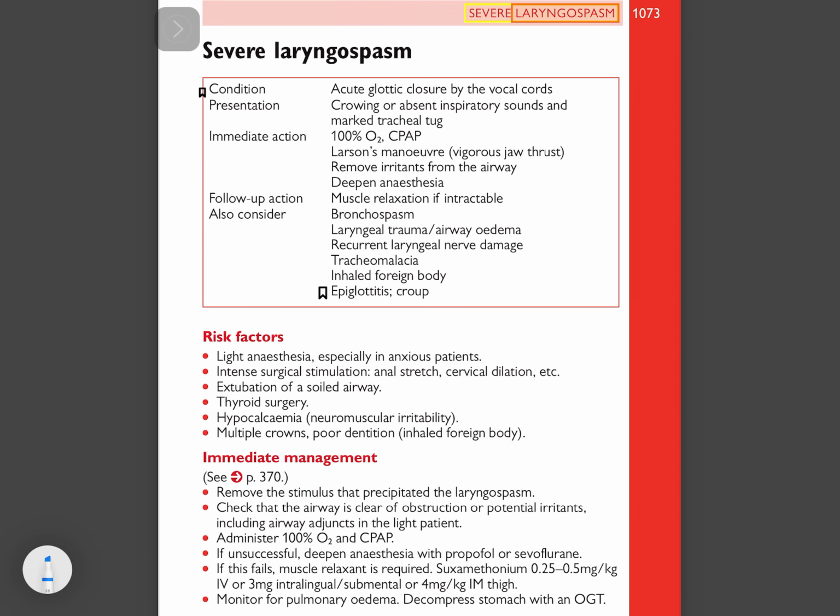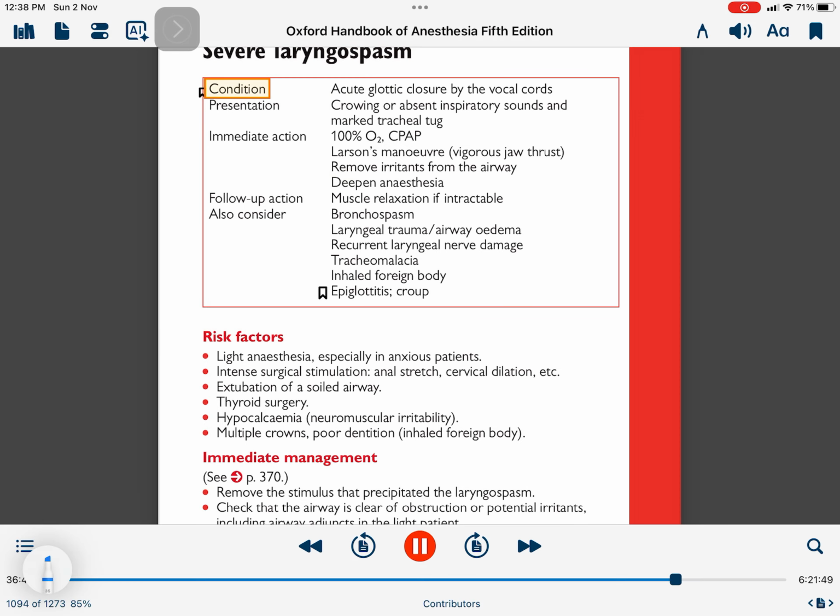Severe laryngospasm. Risk condition: acute glottic closure by the vocal cords. Presentation: crowing or absent inspiratory sounds and marked tracheal tug. Immediate action: 100% O2, CPAP, Larson's maneuver, vigorous jaw thrust, remove irritants from the airway, deepen anesthesia. Follow-up action: muscle relaxation if intractable.